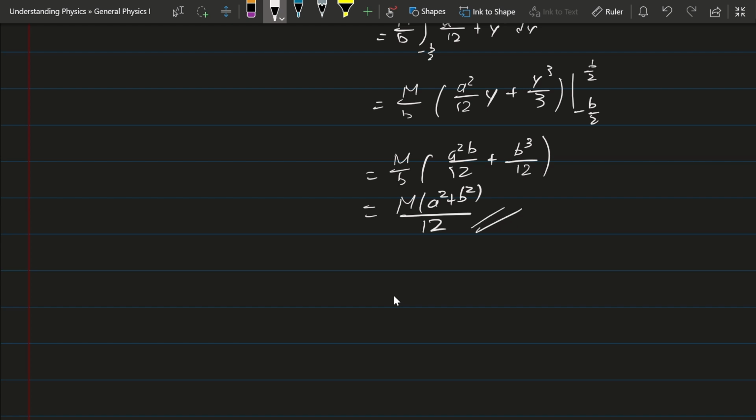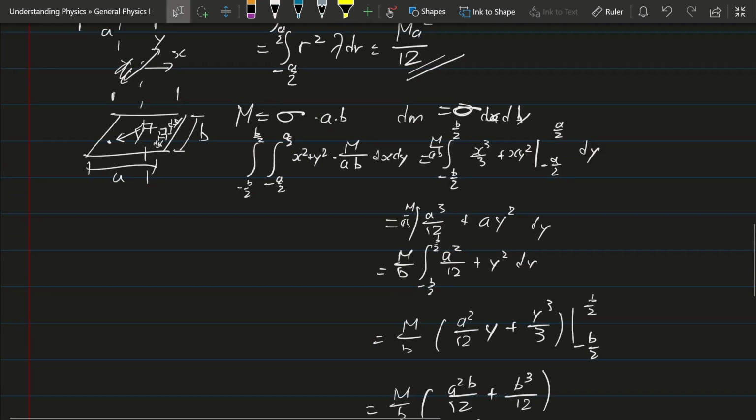So this is the moment of inertia for a plate spinning on an axis which is perpendicular to the plate. Sorry, it is the normal direction of the plane or the plate.